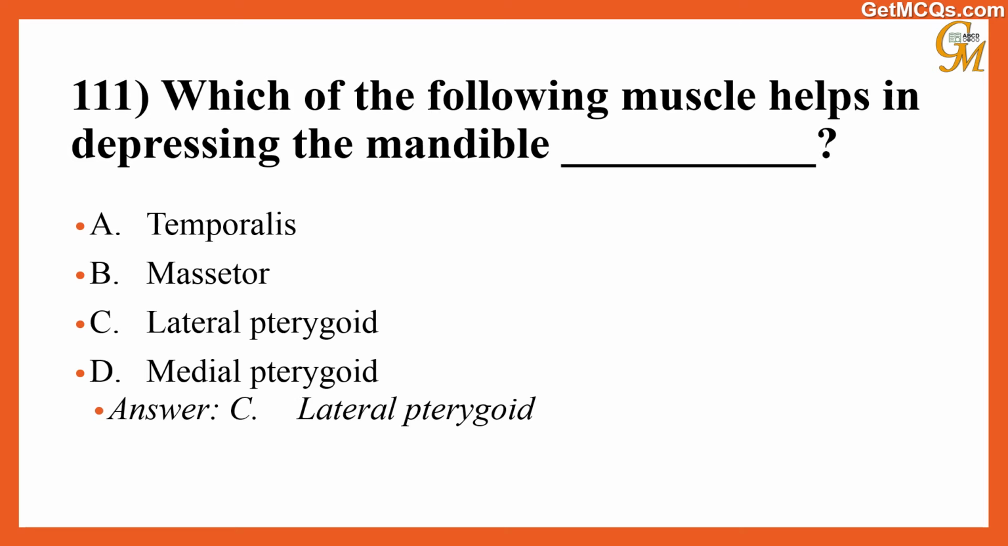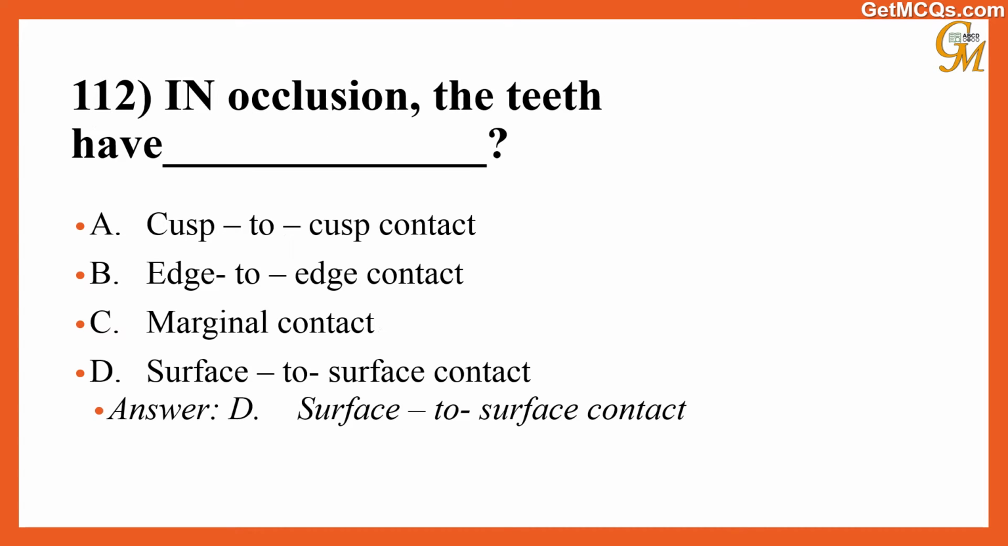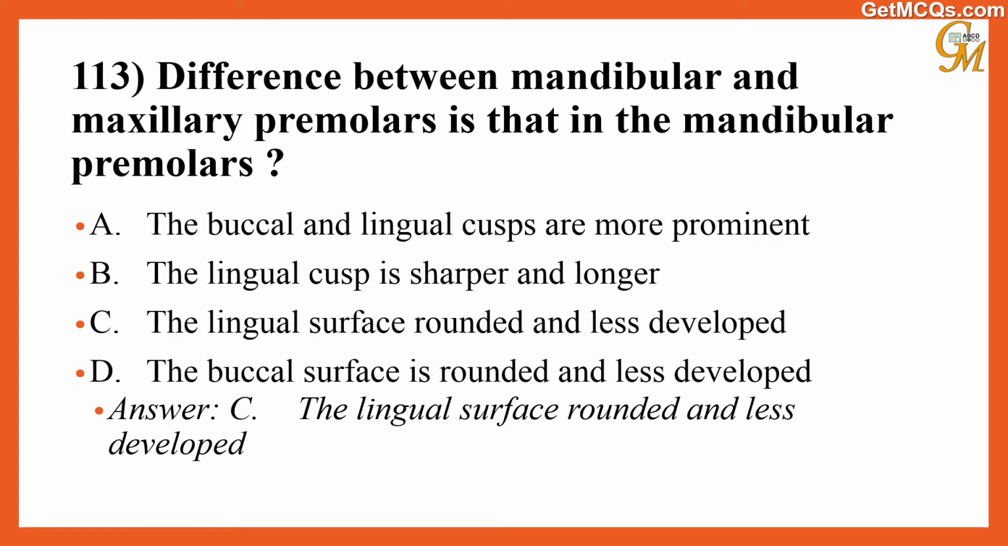111. Which of the following muscle helps in depressing the mandible? Answer: C. Lateral pterygoid. 112. In occlusion, the teeth have? Answer: D. Surface-to-surface contact. 113. Difference between mandibular and maxillary premolars is that in the mandibular premolars? Answer: C. The lingual surface rounded and less developed.